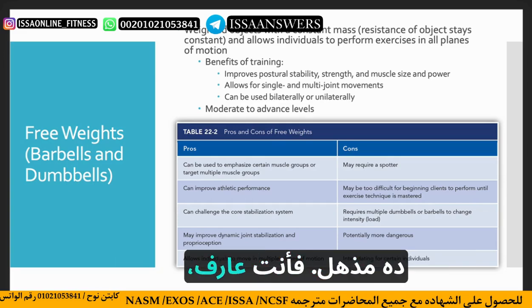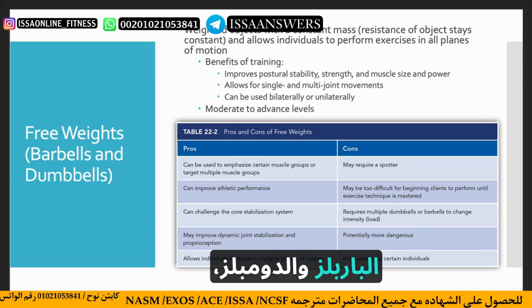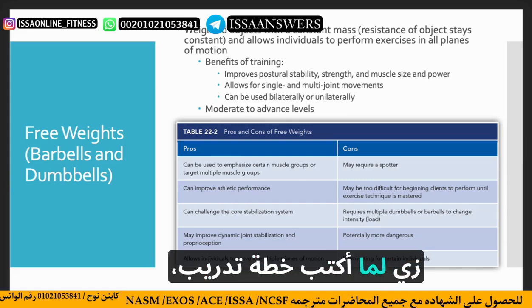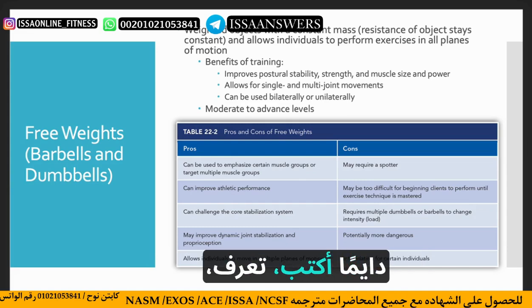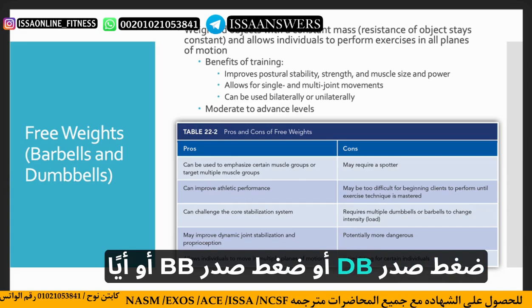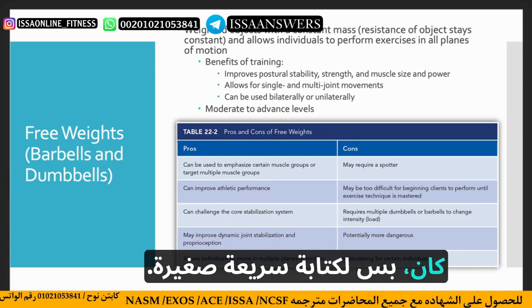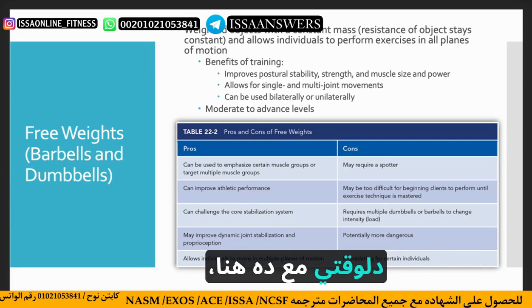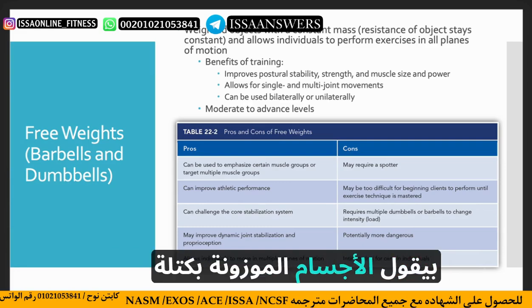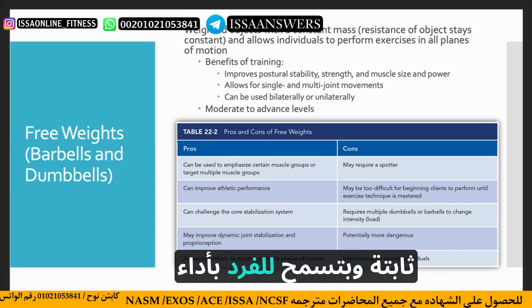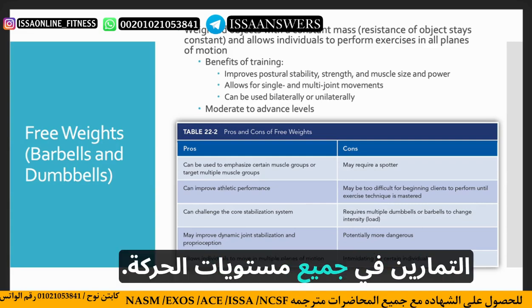So, free weights: barbells and dumbbells, straightforward, BBs and DBs. If you ever see them written out, whenever I write a training plan, I always put DB chest press or BB chest press or whatever it might be, just for quick little writing pieces. Now, it says here they are weighted objects with a constant mass that allow the individual to perform exercises in all planes of motion.